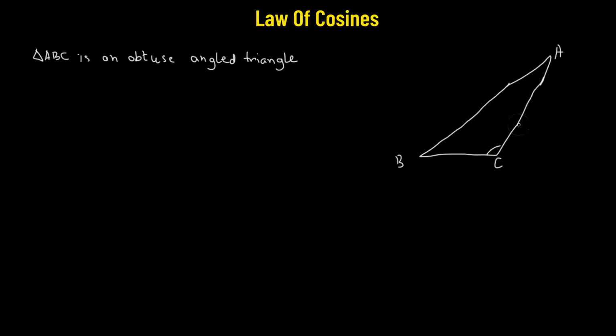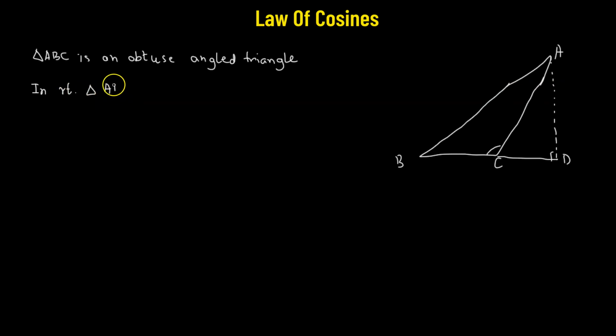Now we'll have to do a construction here. From the vertex A, we're going to drop a perpendicular, and we are going to extend BC to meet the perpendicular at D. So here AD is perpendicular to BD. Now clearly we have 2 right angle triangles, one is ABD and the other right angle triangle is ACD. So let's consider both of them. First let's consider ABD.